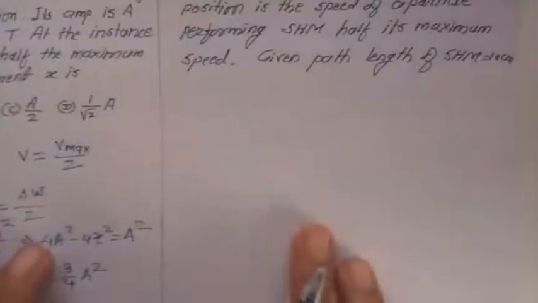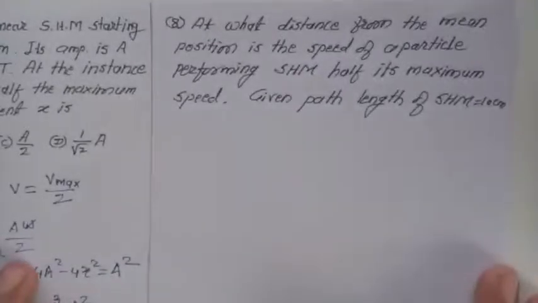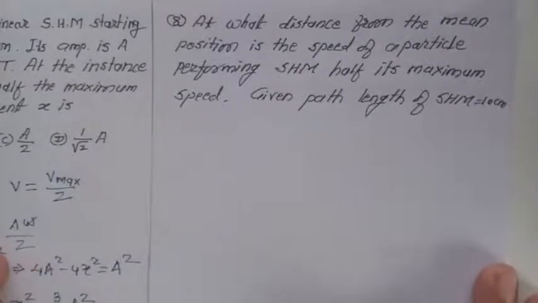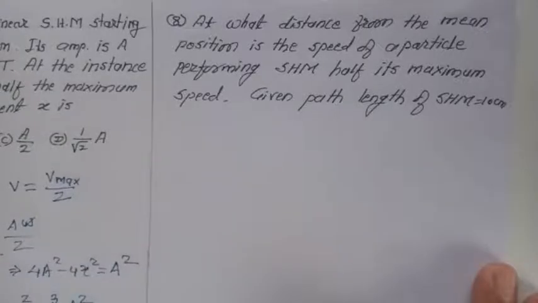Now in the problem number 8, see here, the same condition is asked in this problem number 8. At what distance from the mean position is the speed of the particle performing SHM half its maximum speed, given path length of SHM is 10 cm.